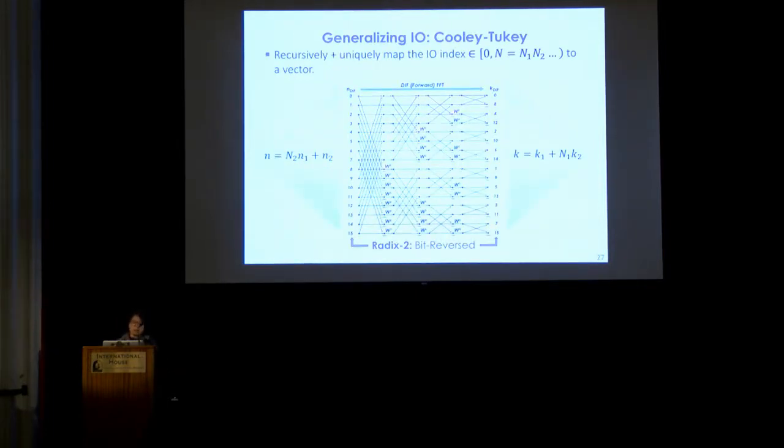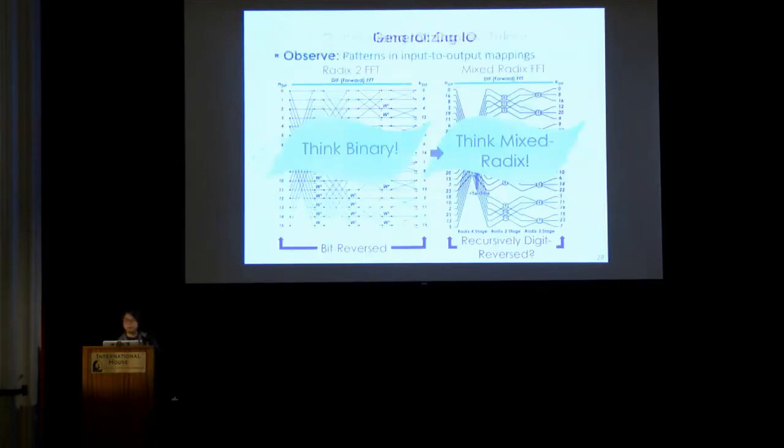So for Cooley-Tukey, as I mentioned earlier, for 2 to the n FFTs, it basically allows you to recursively and uniquely map an index, for example, n, to a vector. And these 2 index mappings give you this bit-reversed relationship between the input and the output. If you were to generalize that to mixed-radix FFTs, you might think, okay, instead of bit reversal, how about digit reversal, right? That makes sense.